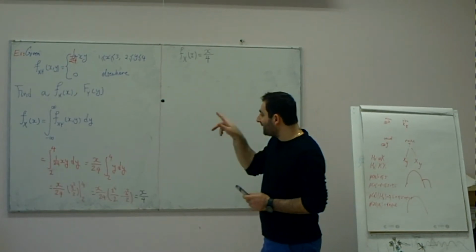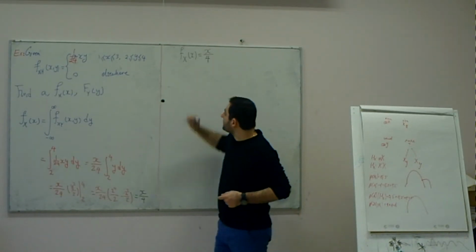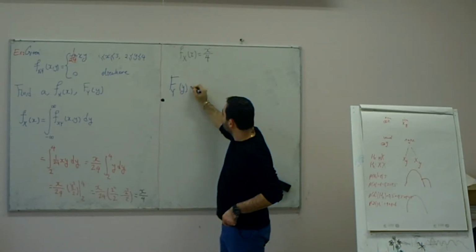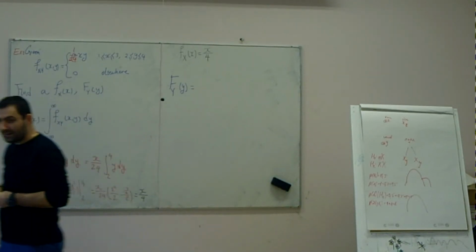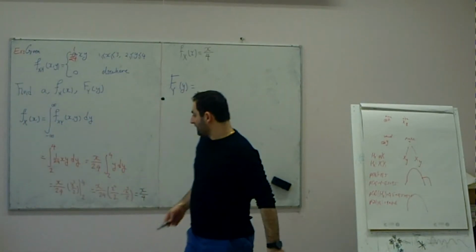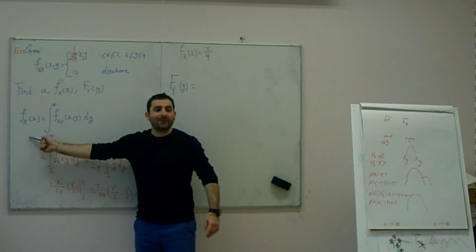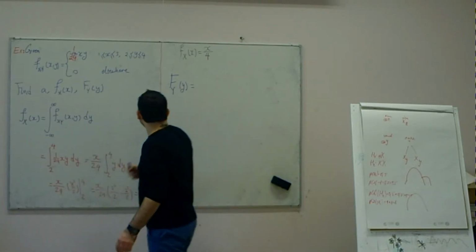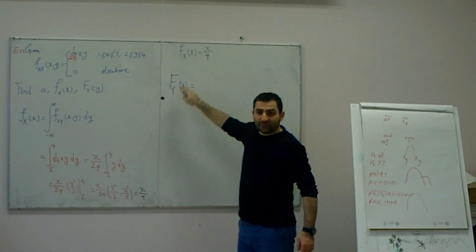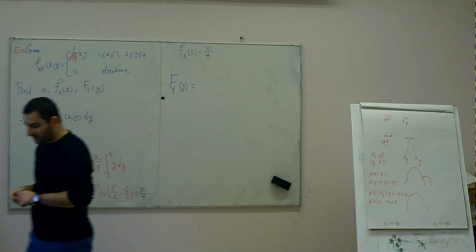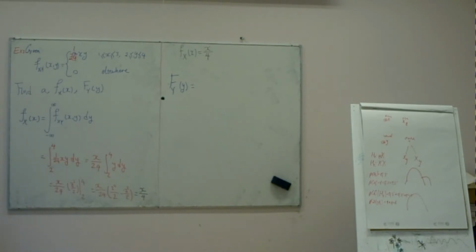Now, the next part is asking, can you read this one? What is this? Exactly, it's the CDF of y. It asks for finding the CDF of y. There are two ways of finding the CDF of y. One of them is to calculate the marginal probability for y, and then integrate it from minus infinity to the value of y, which is asked.